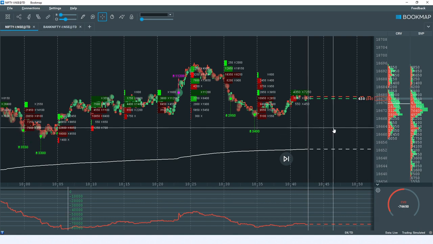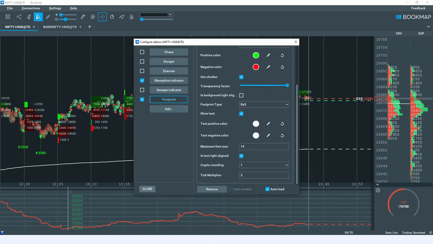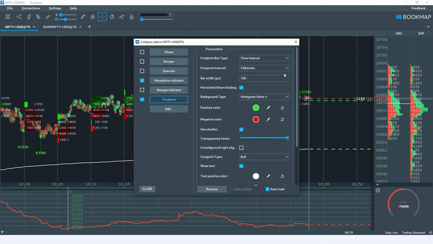There is one more way of calculating the footprint charts. If you go to the footprints, instead of time interval, you can also look for the range.